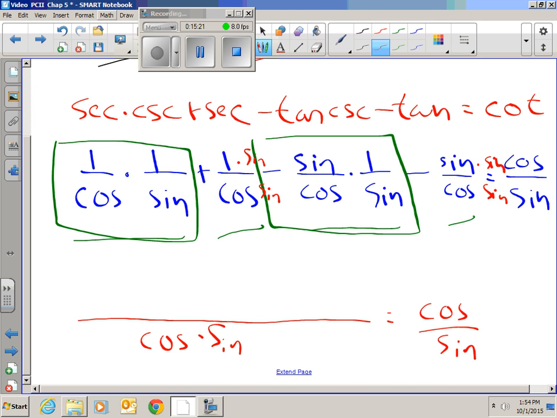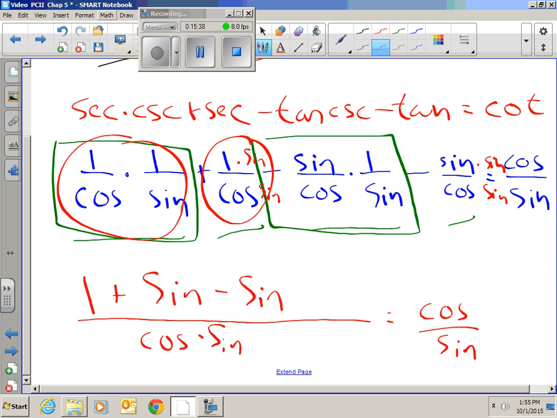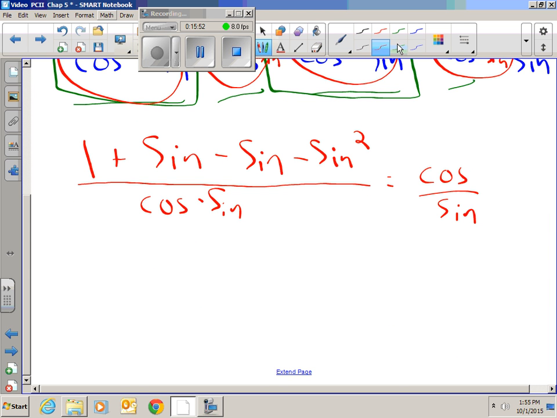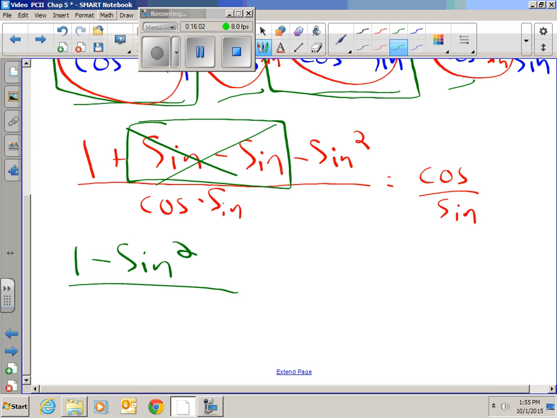So now I'm going to have 1 over cosine sine, that was this term, plus sine over cosine sine, that was this term, minus sine, that's this term, minus sine squared, that was this term. All of those over cosine sine. Do we see now that plus sine minus sine is going to cancel out, and that leaves me with 1 minus sine squared over cosine times sine, which is still equal to my cotan, which is cosine over sine.